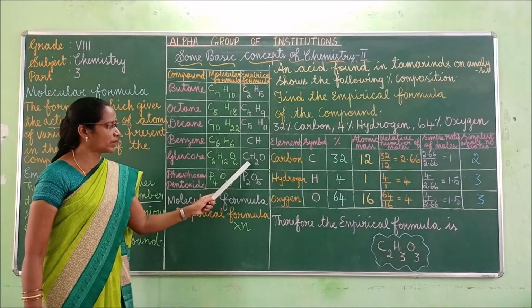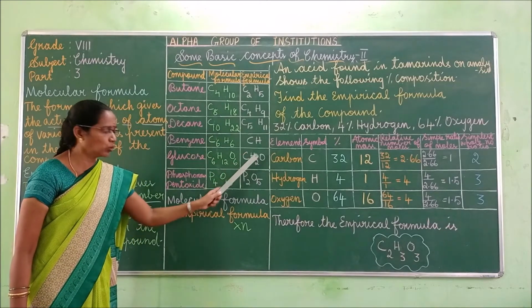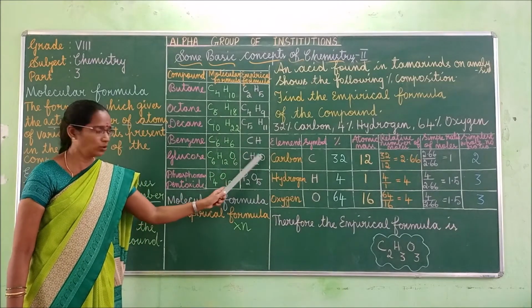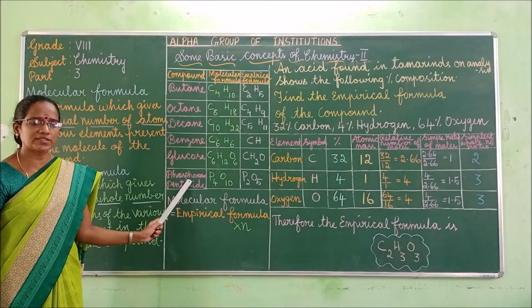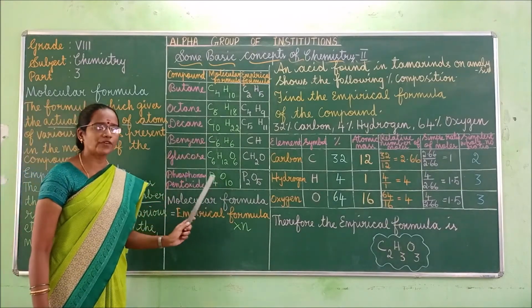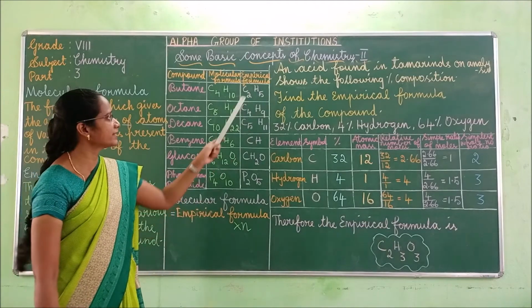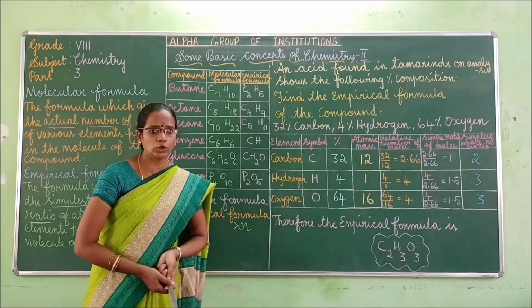So the empirical formula is CH2O. Next one is phosphorus pentoxide. Its molecular formula is P4O10, whereas its empirical formula is P2O5.